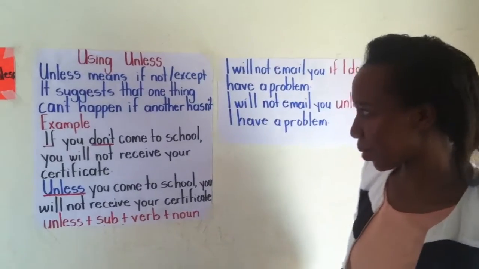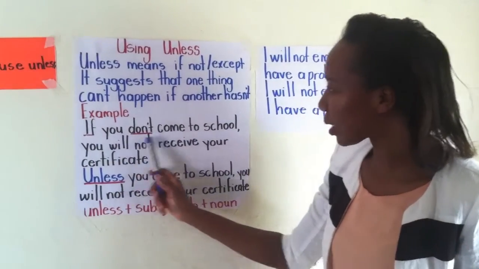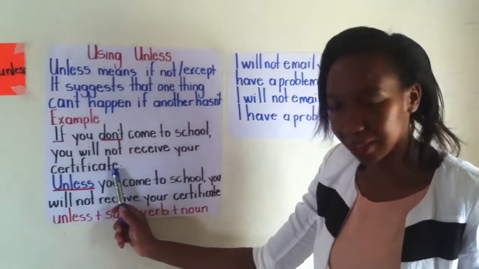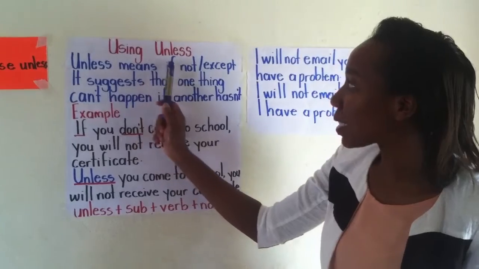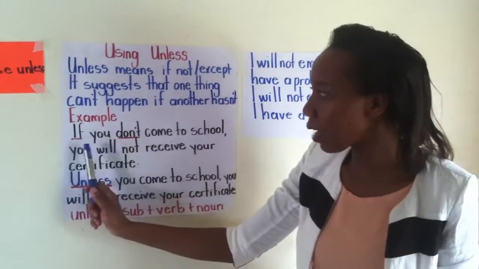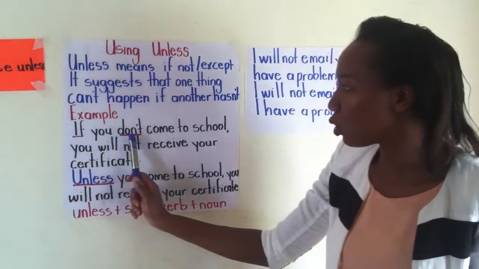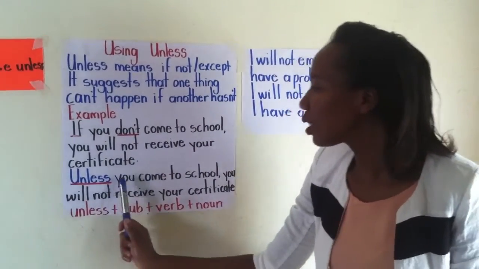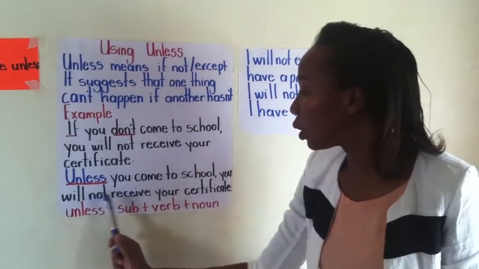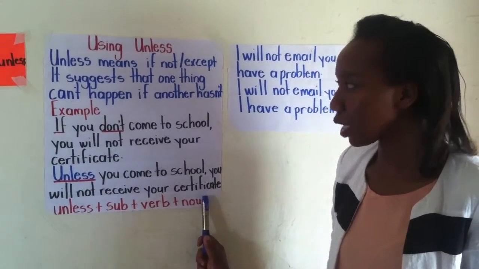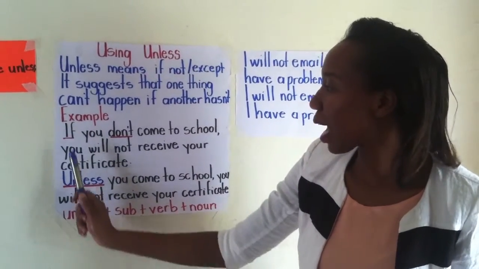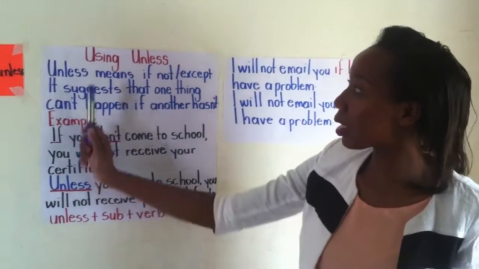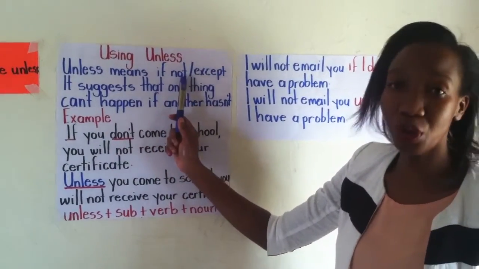Let's look at some examples. If you don't come to school, you will not receive your certificate. Remember we said unless means if not. So we have a sentence here that has if not. Let's look at one where unless has been used. Unless you come to school, you will not receive your certificate. So in this case, unless has replaced if don't, which is the same as unless meaning if not.